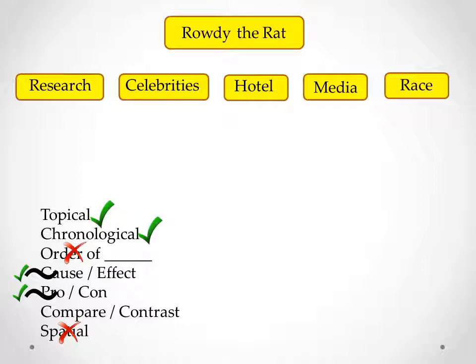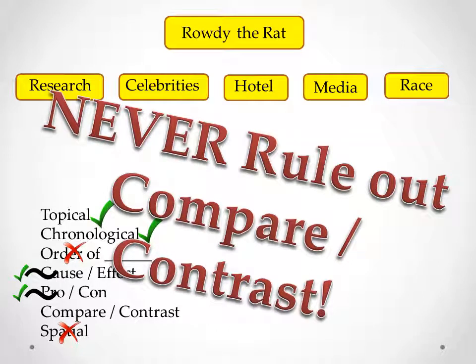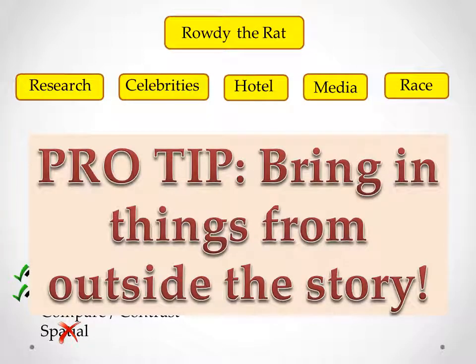Okay, never rule out compare contrast. Never. It is one of the strongest information arrangement strategies you have at your fingertips. And here's why. The beauty of this one is that you get to bring things in from outside the story. You can bring things in from outside the story.